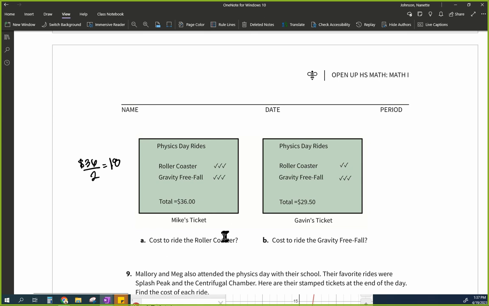All right. So what I want you guys to do, and this is my hint to you before you went into your groups, is look at what Mike rode and what Gavin rode. I said I need you to think of two things: what's the same and what's the difference? So give me some sames and some differences.